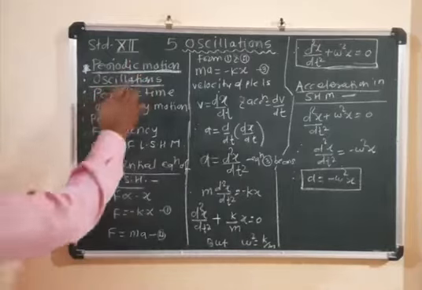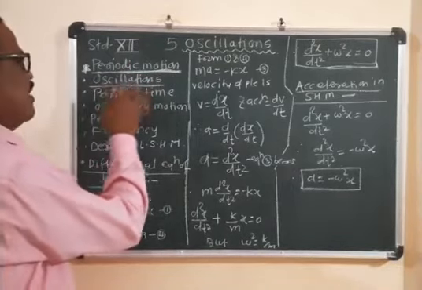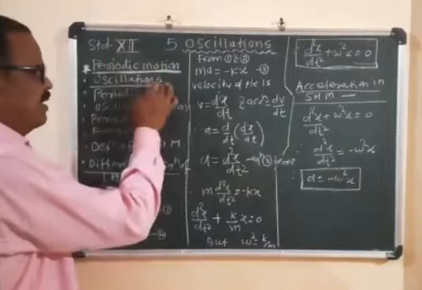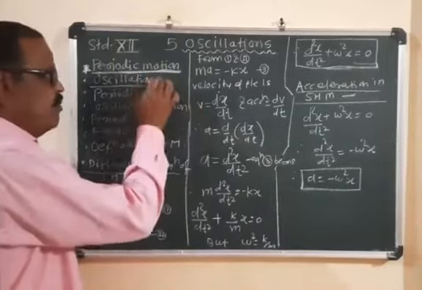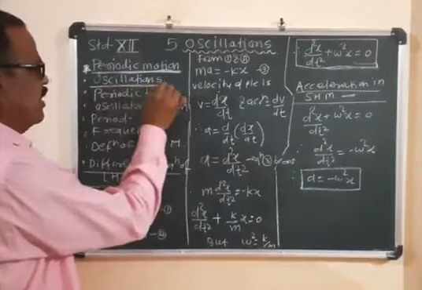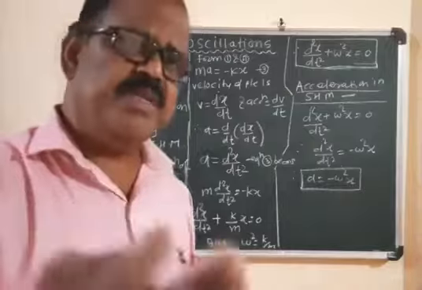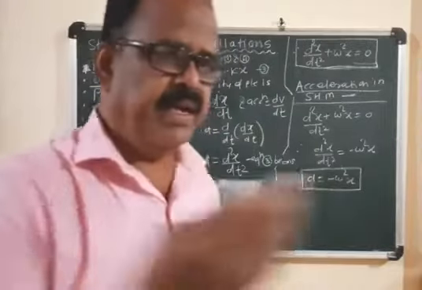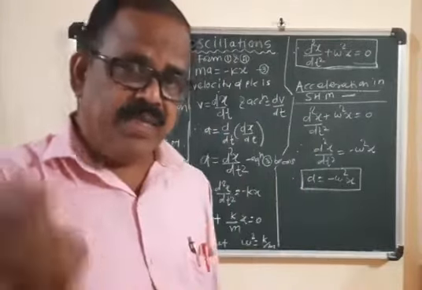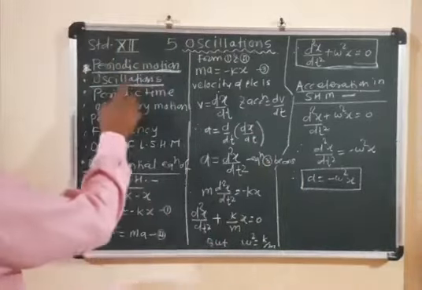repeating the same set of movement again and again. One such set of movement is called an oscillation, which goes on repeating the same set of movement again and again. One such set of movement is called an oscillation.